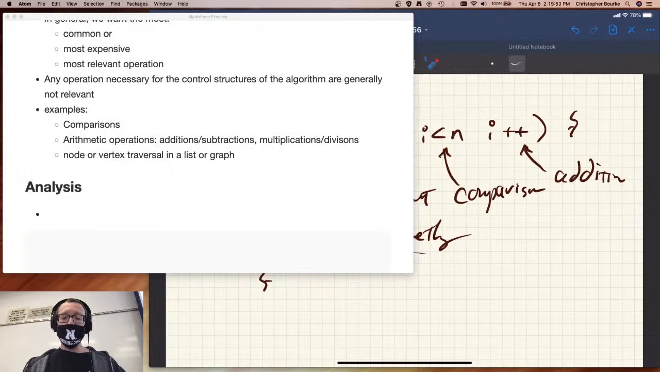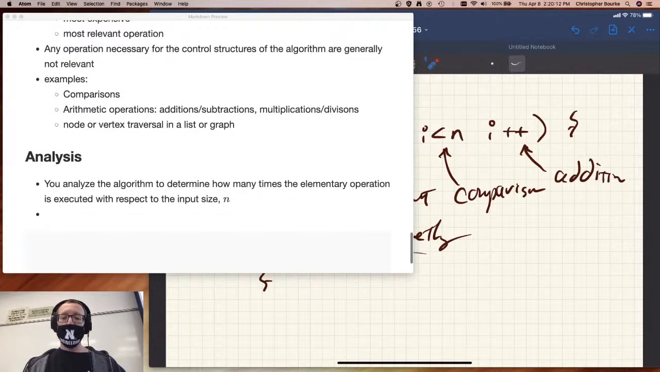You analyze the algorithm to determine how many times the elementary operation is executed with respect to the input size, n. That is, we come up with a resource function.